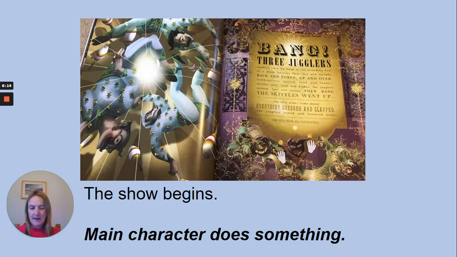Where the show began, we could simply say, in general terms, the main character does something. So do you see what I'm doing here? I'm trying to apply it. I can apply this nice 5-point structure to a different story, but it would still hold a similar style to it.